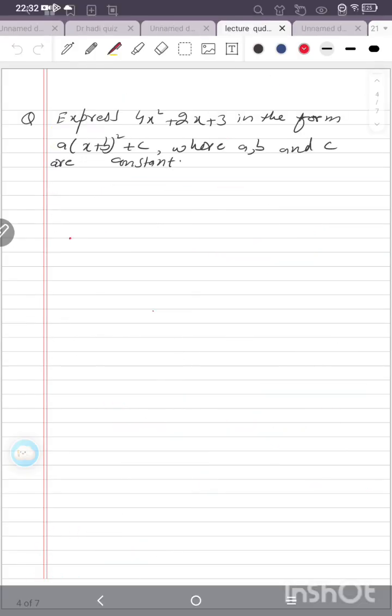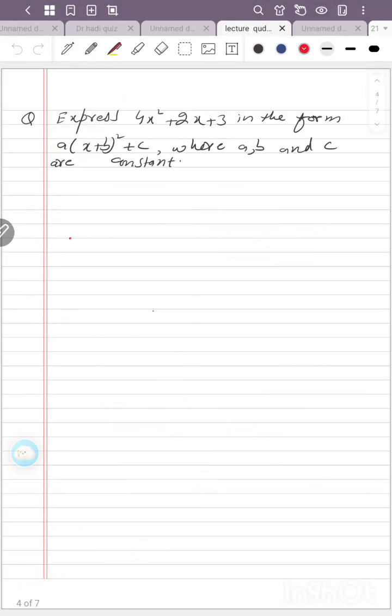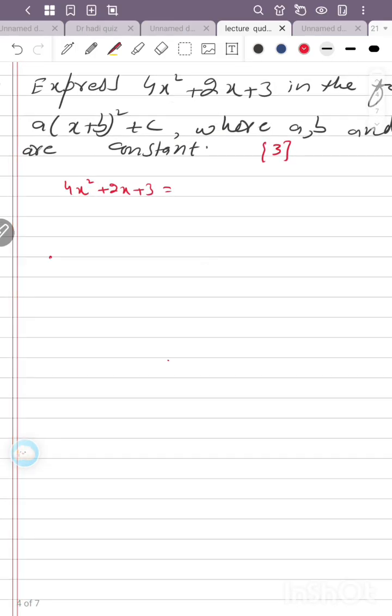Okay, dear friend, our next question is: express 4x square plus 2x plus 3 in the form of a into x plus b whole square plus c, where a, b, and c are constants. Okay, how do we solve this? This is a past paper question, and its marks is 3. First of all, we write this equation 4x square plus 2x plus 3 equal to, I just zoom it, a into x plus b whole square plus c.